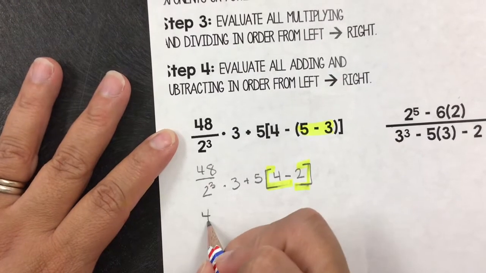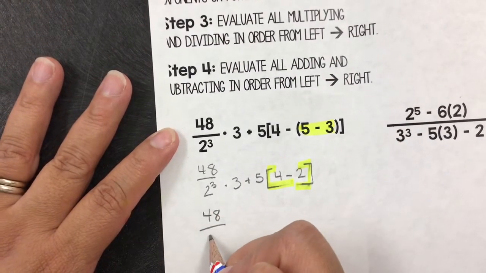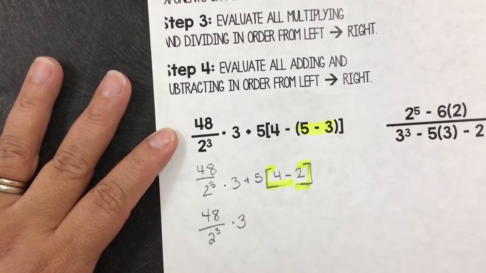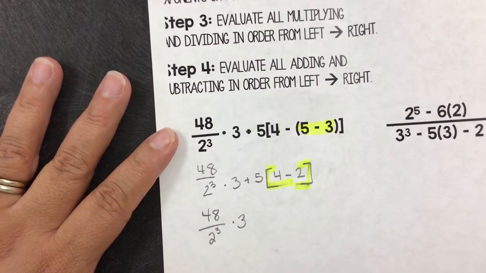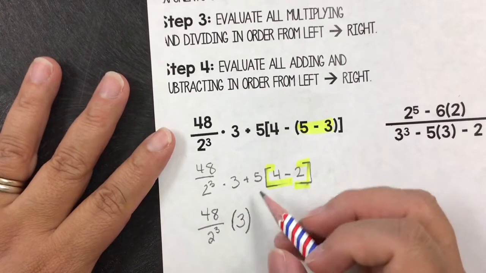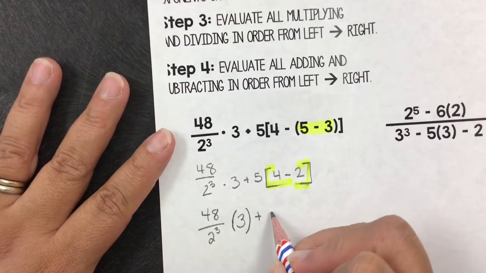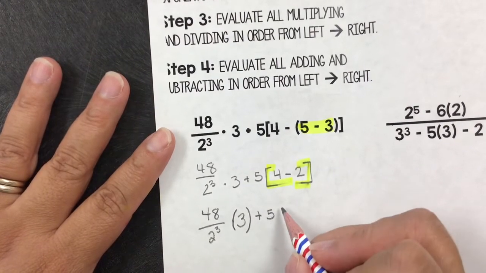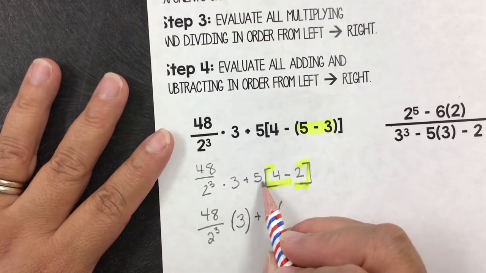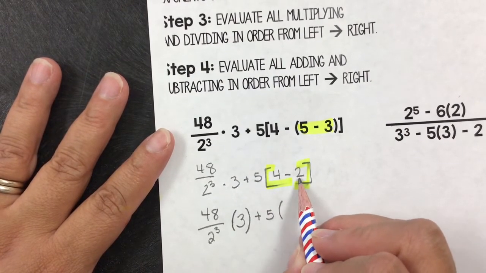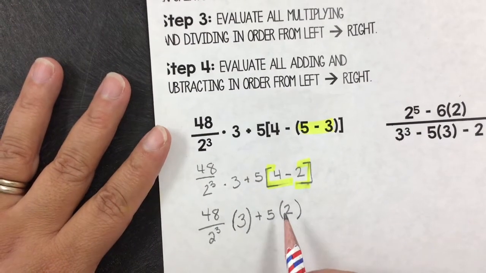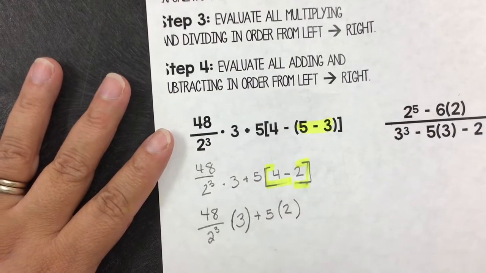So this is 48 divided by 2 to the third power times 3. Remember, we don't use that dot anymore. We use parentheses, so I'm going to go ahead and add the parentheses on there, even though they mean the same thing. Plus 5. And we are going to leave parentheses on here because this means multiplication. So 4 minus 2 is 2. And that's going to end up being multiplied. So that's all of our grouping symbols.